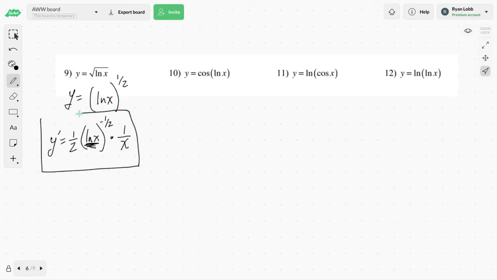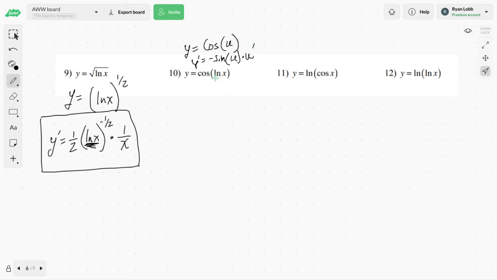Okay. Number 10, we have cosine of what? We're thinking y equals cosine of u, something, right? So if that's the case, then y prime up here would be what? The derivative of cosine, negative sine of u times u prime.